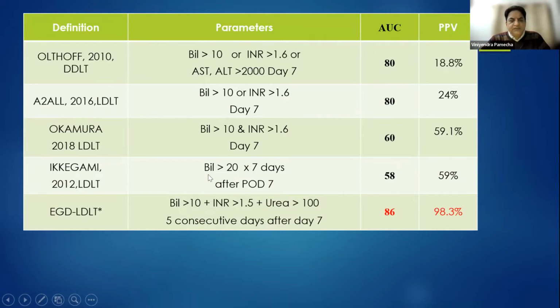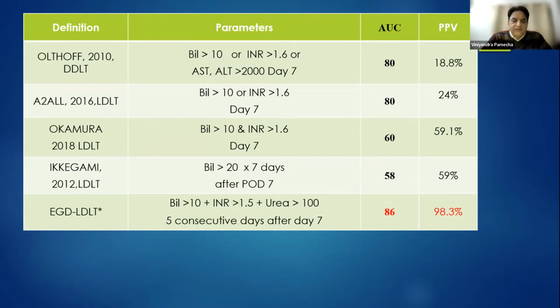And Ikegami further specified the definition as bilirubin of more than 20 for 7 days after postoperative day 7. That was actually very specific. Once you have that type of patient, the mortality in that group is very high, above 90%.